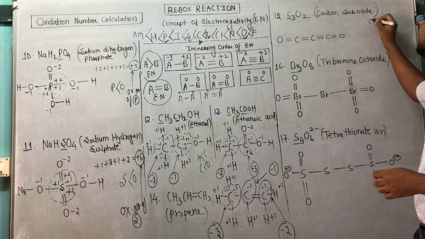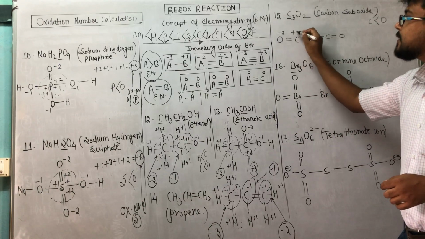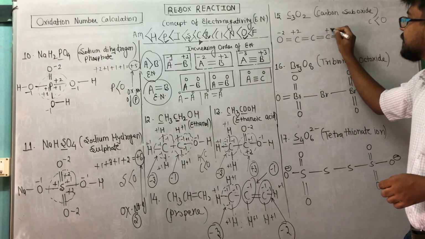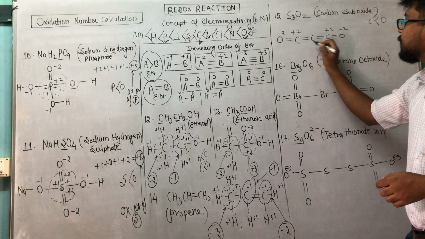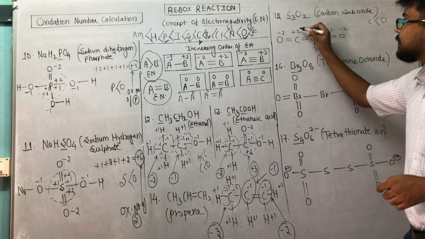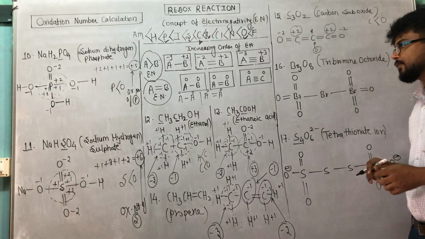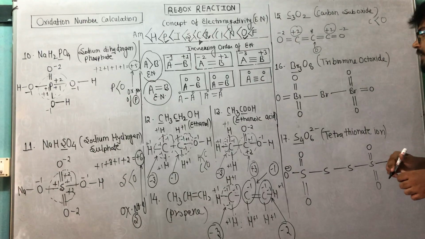So next, carbon suboxide. Again, because carbon is less electronegative than oxygen, it is -2, +2, and -2, +2. No contribution, no contribution, means for this carbon it is 0. Correct? So +2, +2 and 0. Got it? Very good.